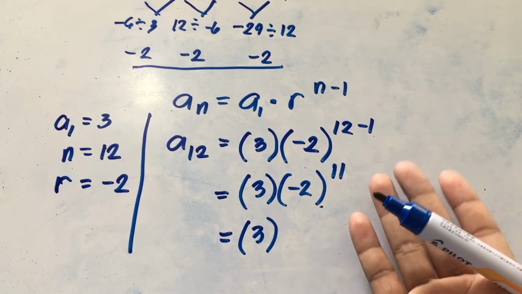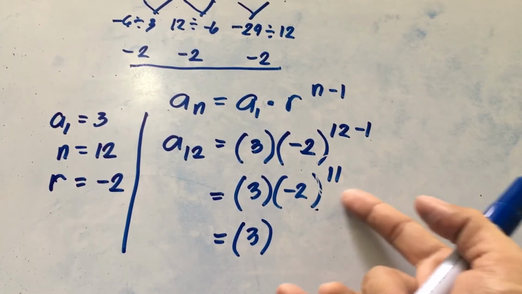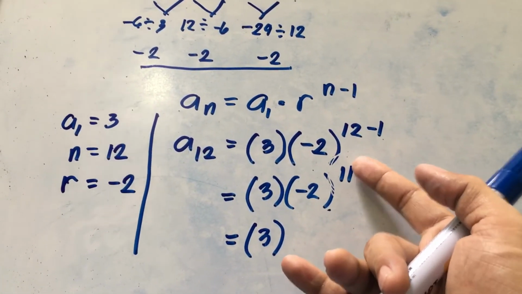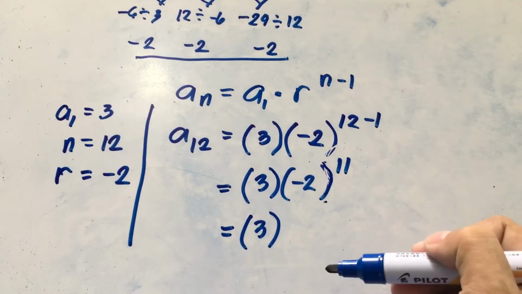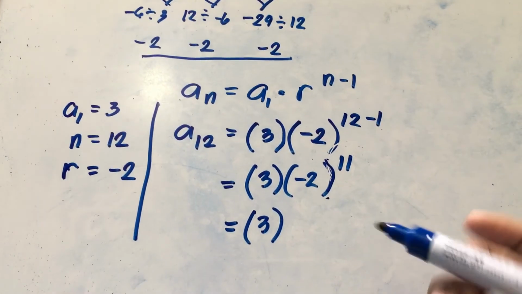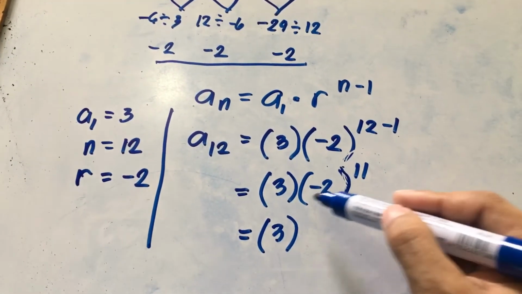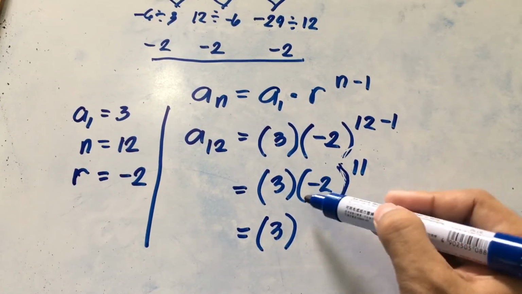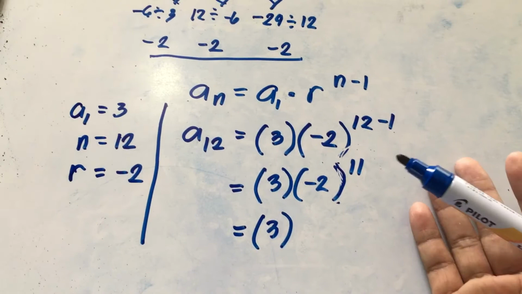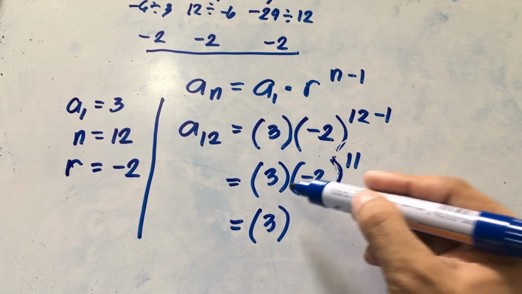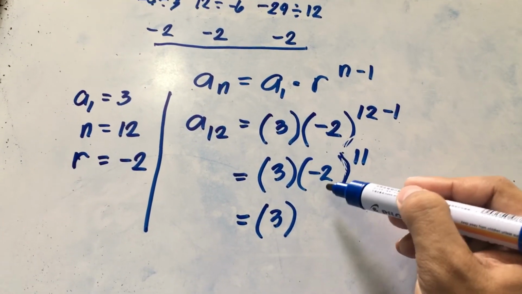If this is an odd exponent, you will still arrive at a negative number. That's correct. But if this is an even exponent, you will arrive at a different answer if you don't put a parenthesis. Okay? So please take note of that. If this is an even exponent, please always put it inside the parenthesis. For odd exponents, it's okay if you don't. But for us to be safe, please put your base number, which is the negative 2, inside the parenthesis.